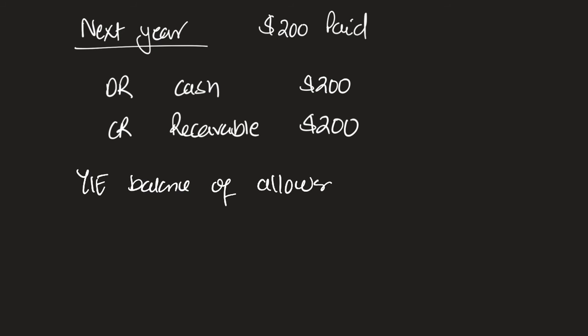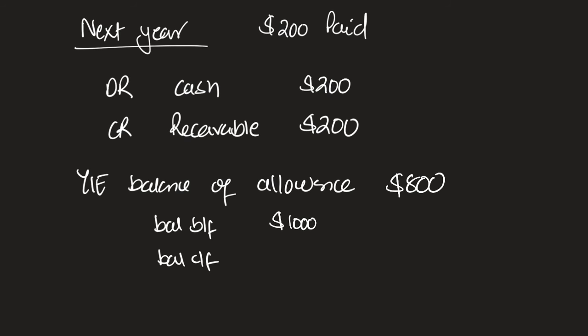Okay, and remember, this is the process that would typically work. They would determine the estimate of the allowance for the end of the current year. And we know that that allowance should be $800. But we also know that at the start of the year, the balance brought forward or brought down was 1,000. And we're now saying that the balance carried forward, i.e. the balance at the end of the year, is 800. What we notice is that that is a decrease of $200.